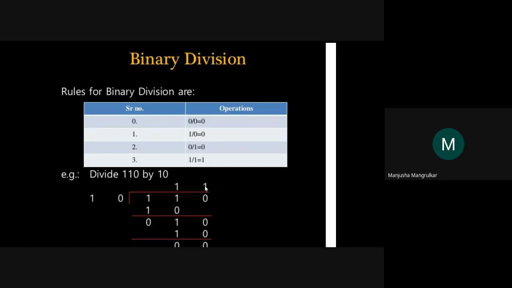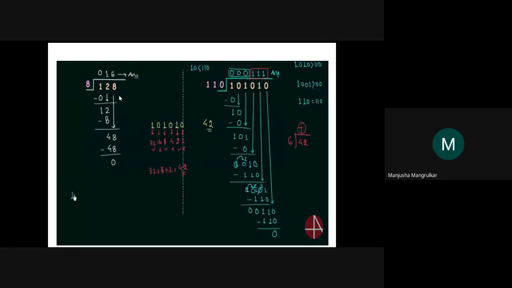Again we divide 10 by 10, so we get the quotient 10. If we divide 110 by 10, our quotient will be 11 and there is no remainder. It's the same as the decimal way. Now we'll see first the decimal way.